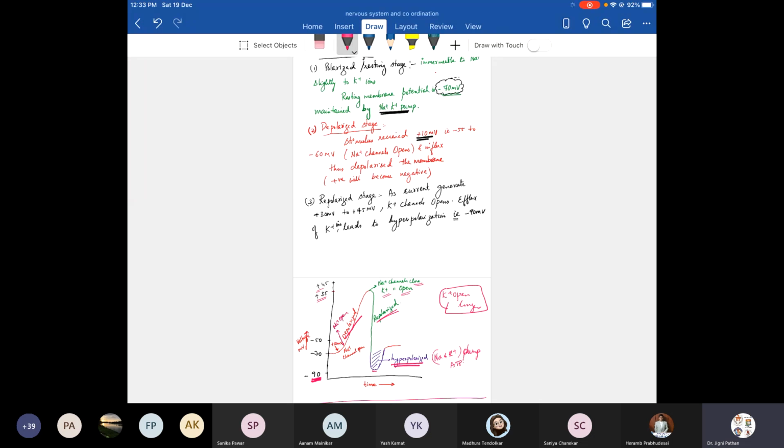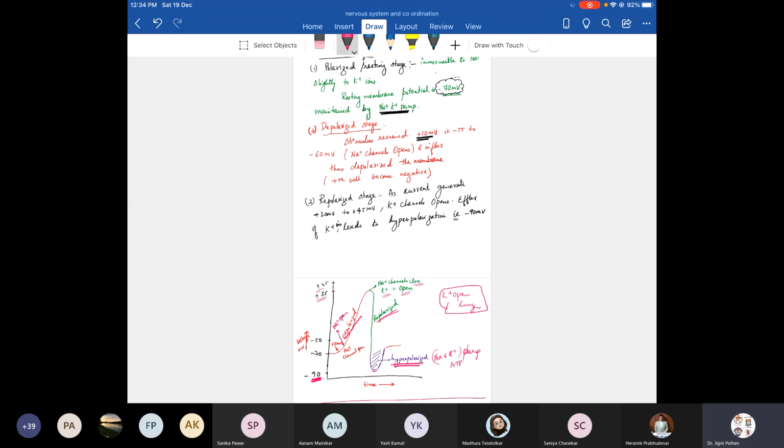During that time, what happened? More sodium is moving inside. Before, it was negative inside. Now, since the sodium is moving in, it becomes positive inside and negative outside. This change of charges is called the depolarized state. The channels stay open until the potential reaches plus 35 to plus 45.